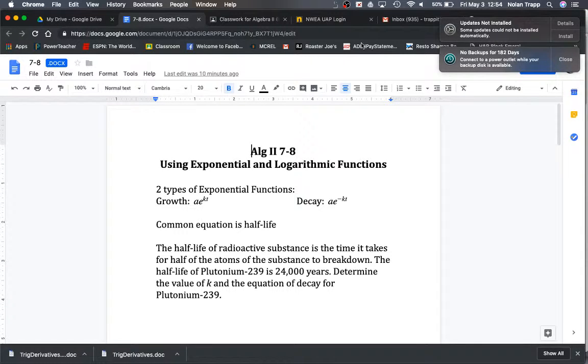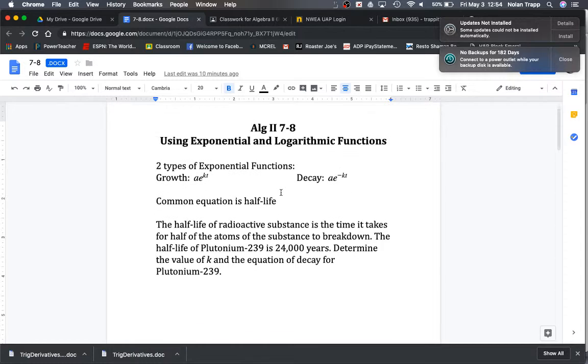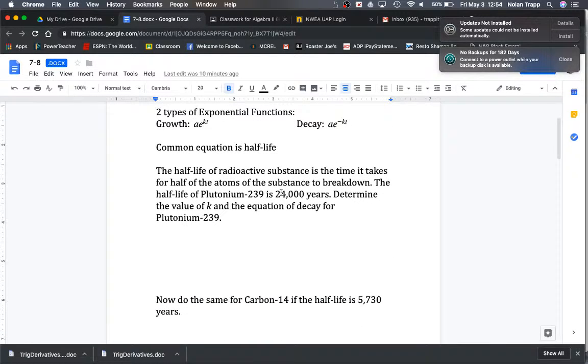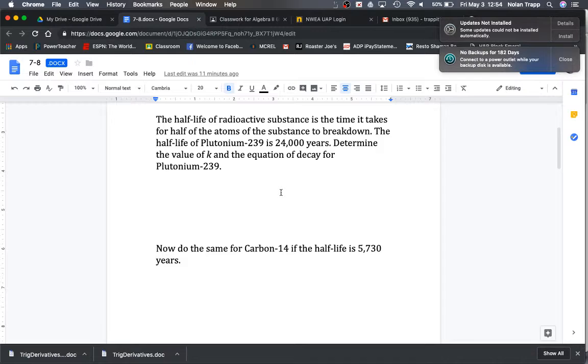Alright, so we're going to talk about a use of the log and exponential equations that we've talked about in this chapter. It kind of all builds up to this conclusion, but it's all going to be stuff that we've actually already done. So there are two types of exponential functions. We have the growth and the decay. The common equation is a decay, and they use half-life.